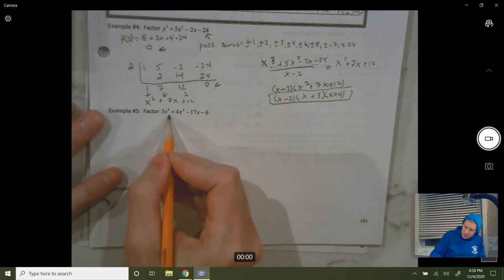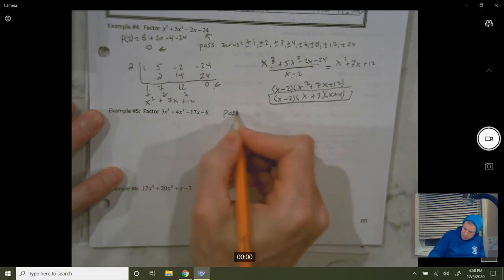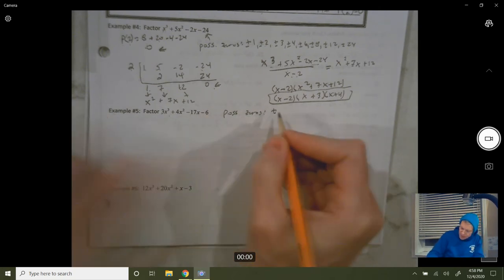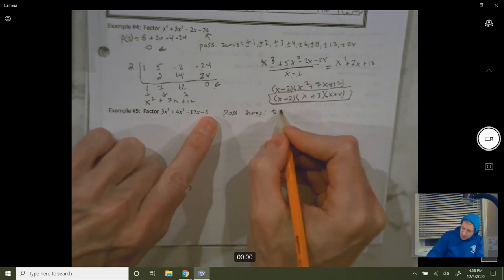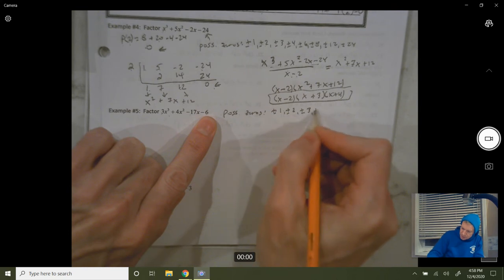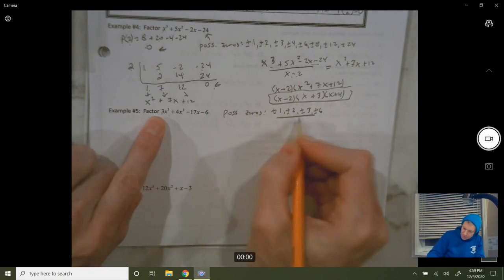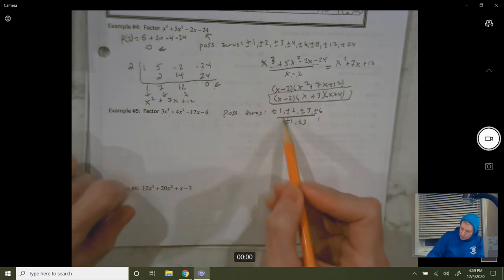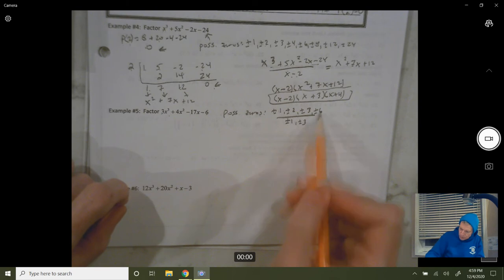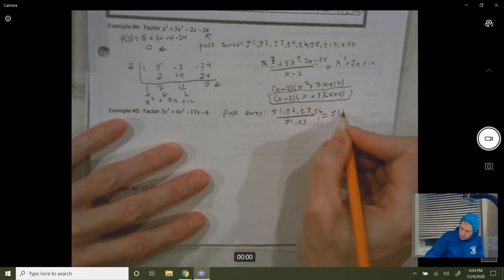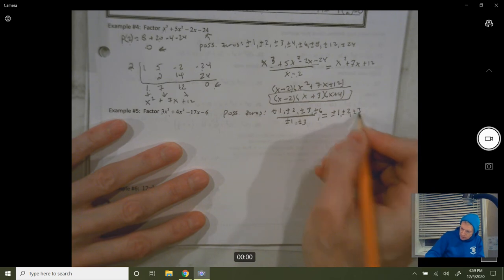So our possible zeros are factors of this over factors of this. So plus or minus your factors of negative 6: plus or minus 1, plus or minus 2, plus or minus 3, and plus or minus 6. You're dividing by the factors of this, plus or minus 1 and plus or minus 3. So pairing those up, you're going to get 1 over 1, 2 over 1, 3 over 1, 6 over 1. Let's do those first. Plus or minus 1, plus or minus 2, plus or minus 3, plus or minus 6.